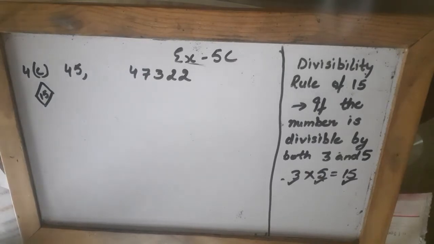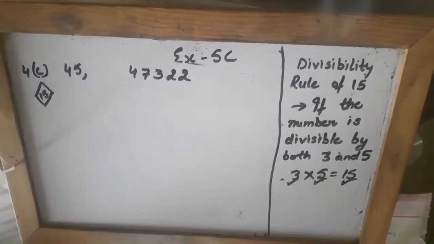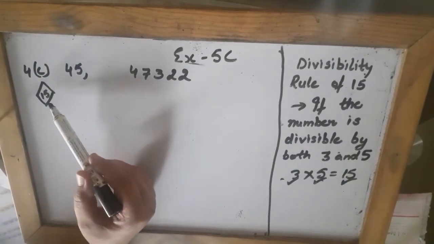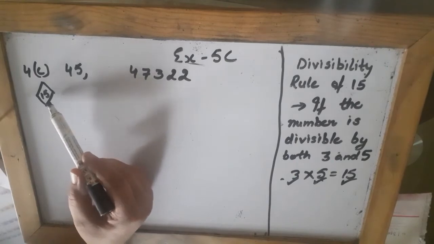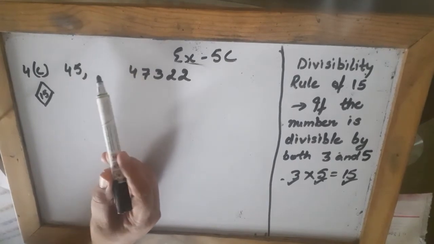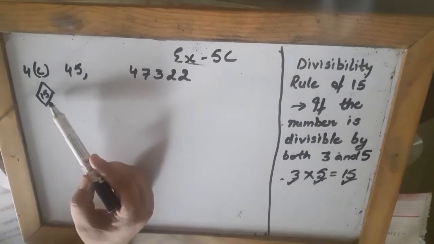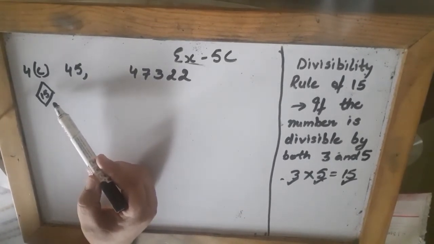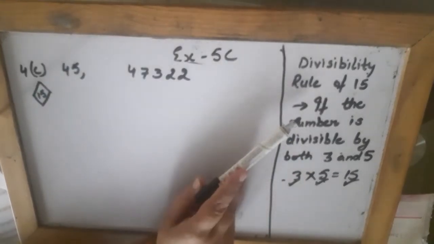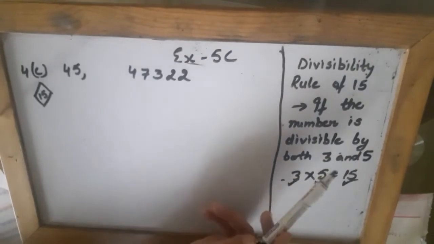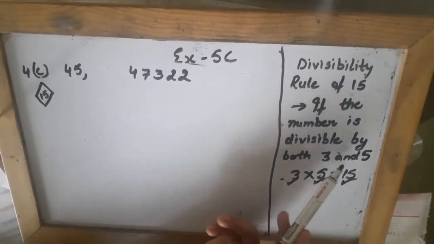Now we come to the C part of the fourth question. In this, you have to check whether the numbers given are divisible by 15. So the first number given is 15 and we have to check whether the other numbers which are given are divisible by 15. Now the divisibility rule of 15 says that the number is divisible by 15 if that number is divisible by both 3 and 5.